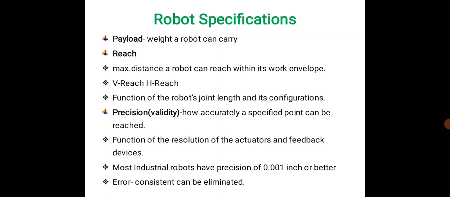The third aspect is precision. It is about validity: how accurately a specified point can be reached. That you call precision. It is a function of the resolution of the actuators and feedback devices. Most industrial robots have a precision of 0.001 inch or even better. So even if you have a certain error, if it is consistent, we can eliminate it.